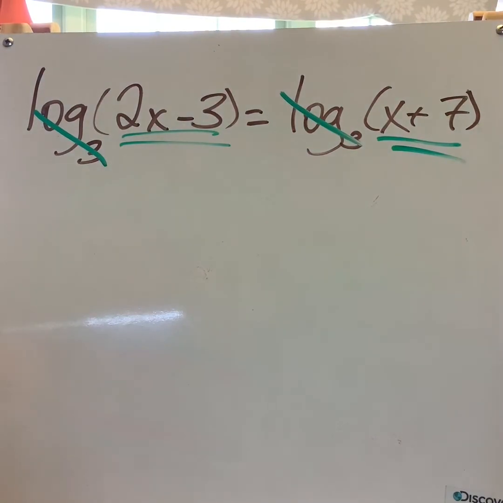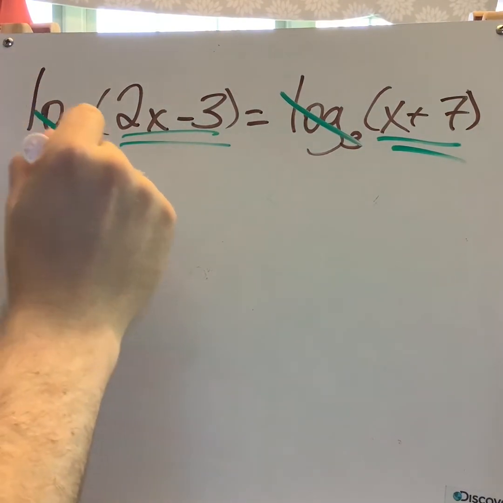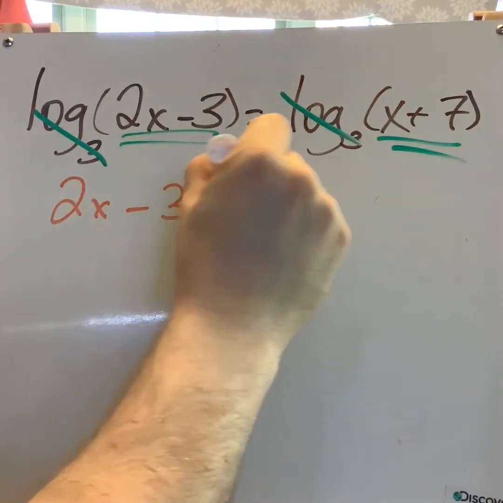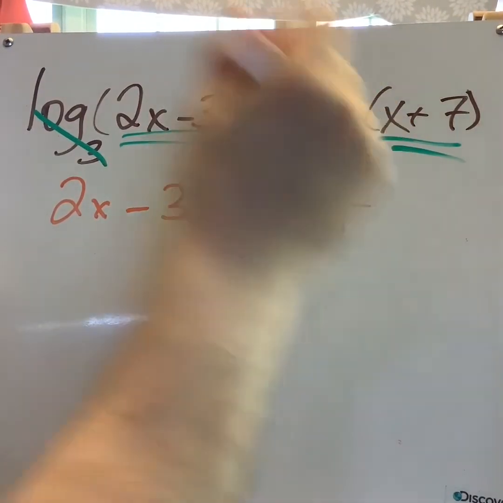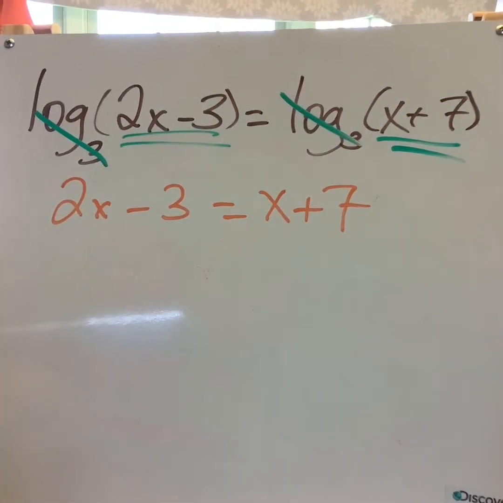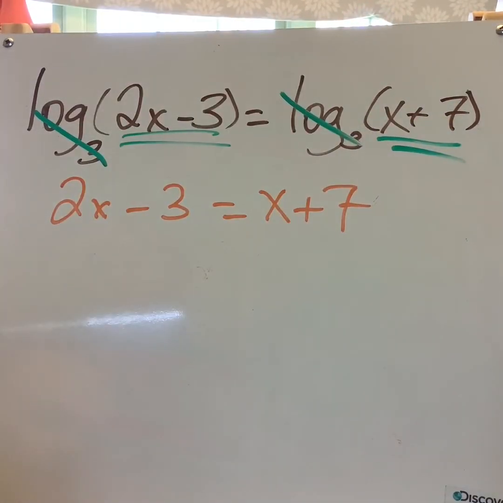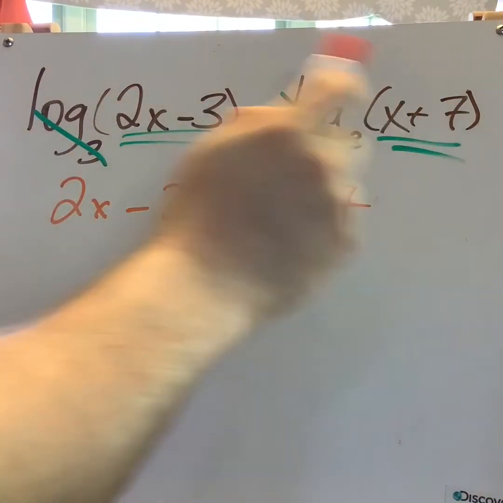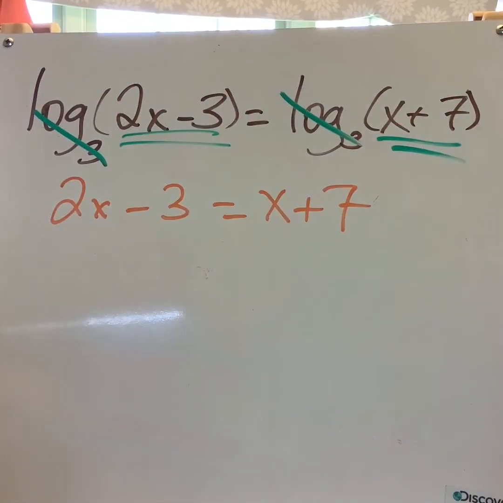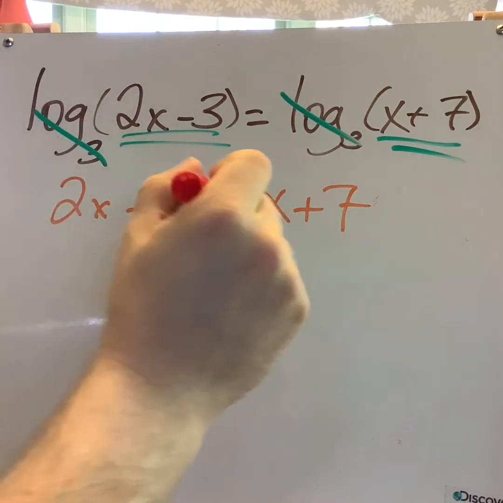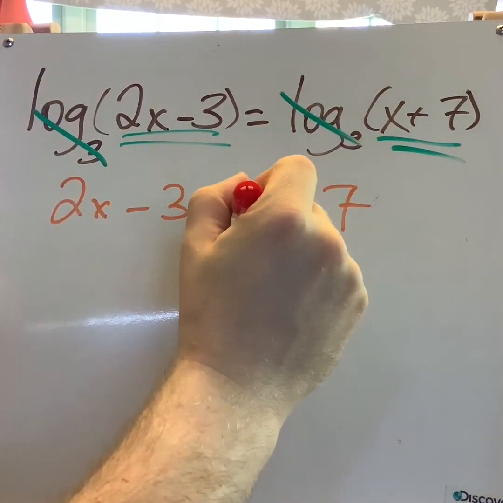So for here, we just get 2x minus 3 equals x plus 7. Because those are the only things that are different. So if these two expressions are equal to each other, then we only care about the parts of the expressions that are different, which are these arguments. So we just solve for x like we normally do. This is just a linear equation, pre-algebra.